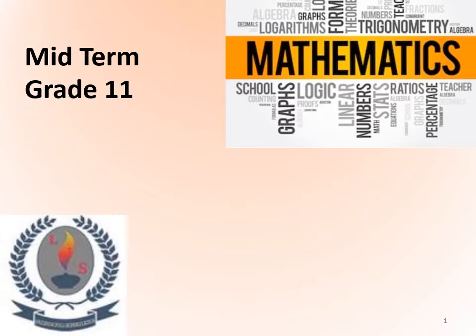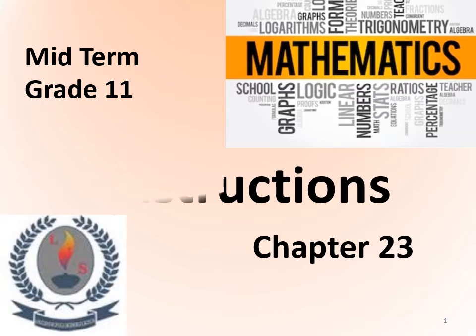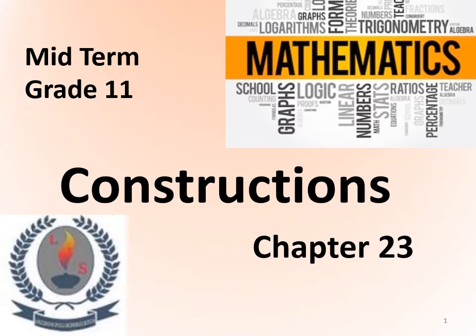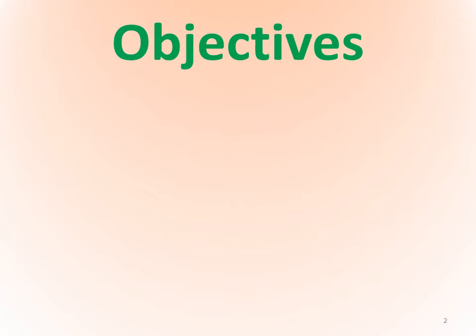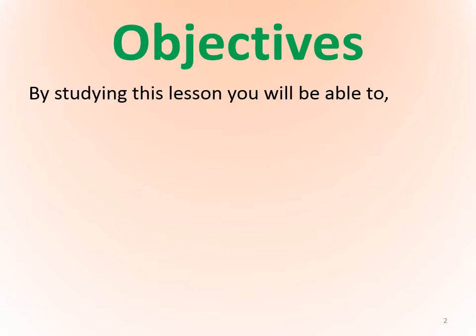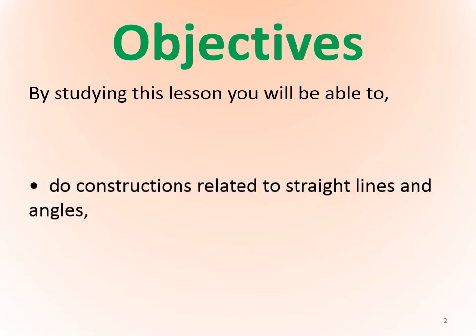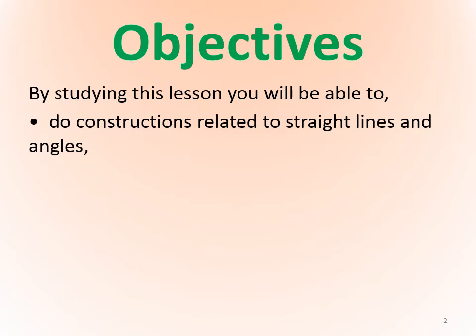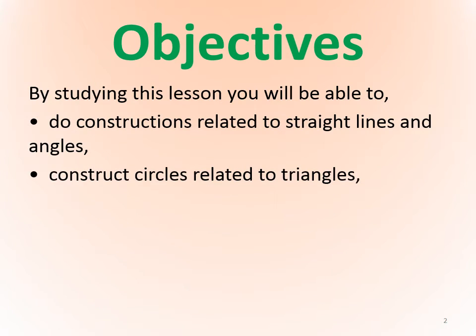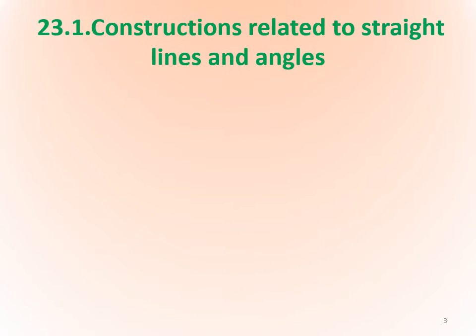Mathematics, Midterm Grade 11, Chapter 23, Constructions. Let's see the objectives. By studying this lesson, you will be able to do constructions related to straight lines and angles, construct circles related to triangles, and construct tangents to circles. Constructions related to straight lines and angles.